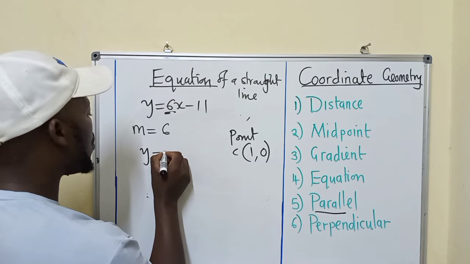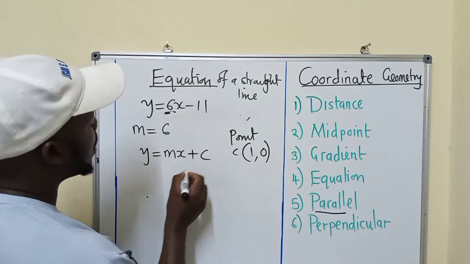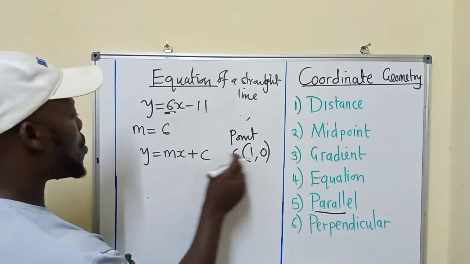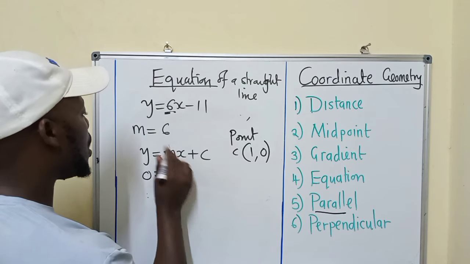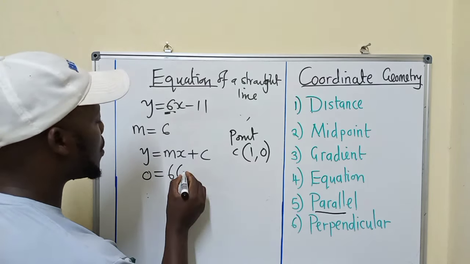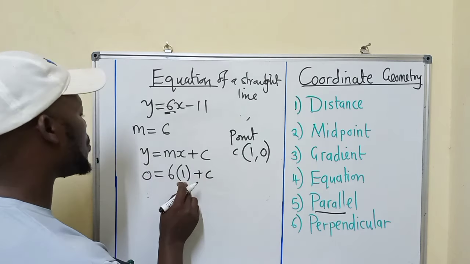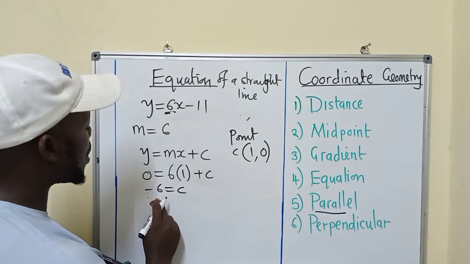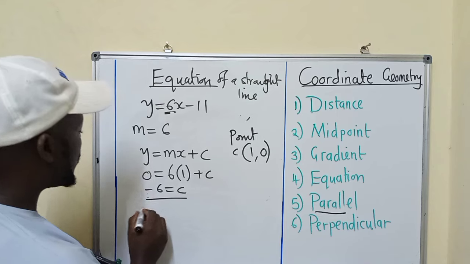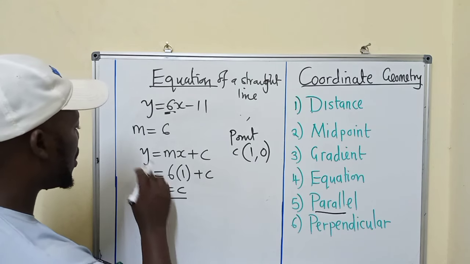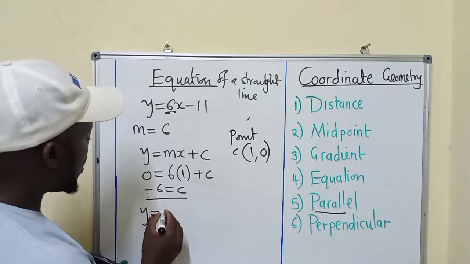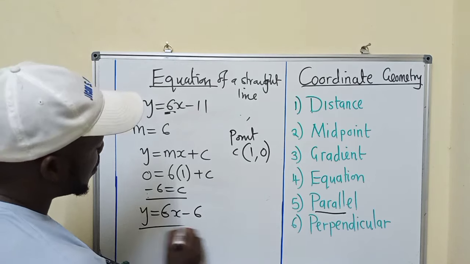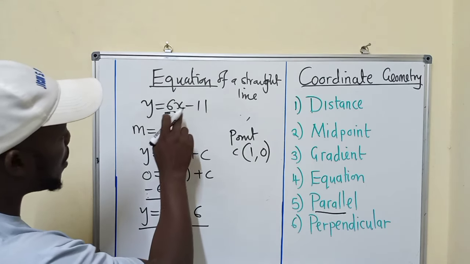Then use the formula for finding the equation of a straight line, which is this one. On y, put a 0, is equal to m, which is 6, and x here is 1, plus c. We're solving for c, so we shall get a negative 6. So our c will be equal to negative 6. Once you get this negative 6, plug it back. There we shall have y is equal to 6x minus 6. That's it. So this is the equation that is parallel to this one.